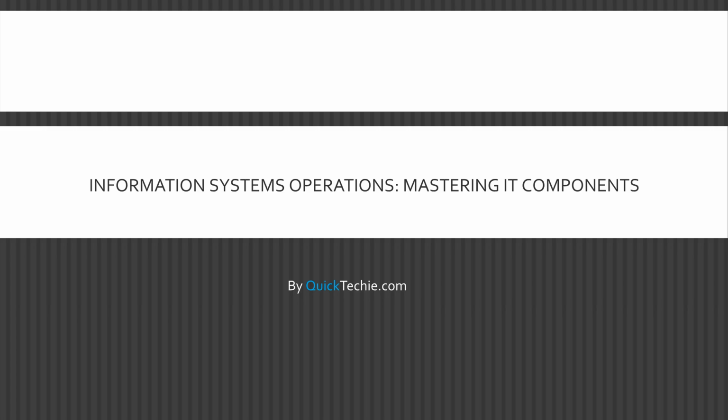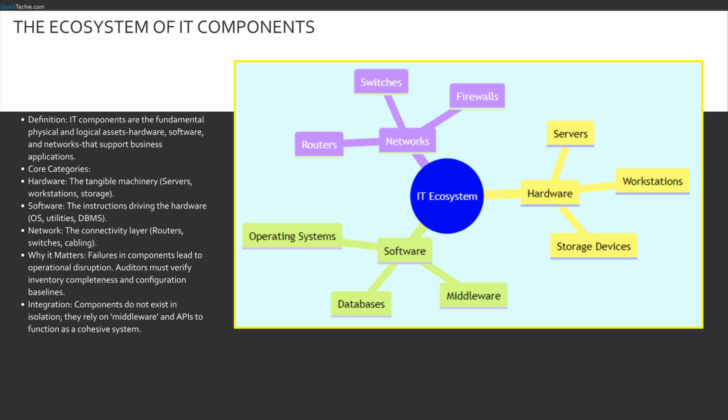Welcome to our in-depth training on information systems operations, specifically focusing on the critical IT components that form the backbone of modern enterprise infrastructure. As an IS auditor or operations manager, you cannot effectively govern what you do not understand. In this session, we will dismantle the black box of IT, breaking it down into its core hardware, software, and network elements. We will explore how these components interact, where the risks lie, and how to verify they are managed effectively. Let's begin.